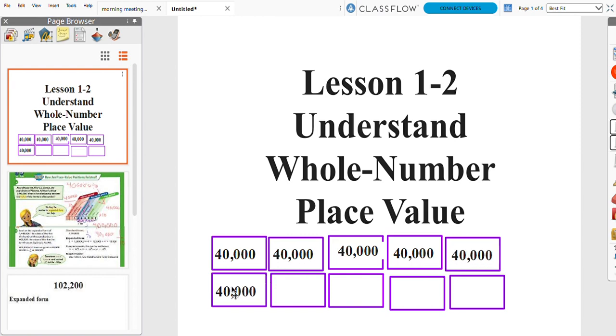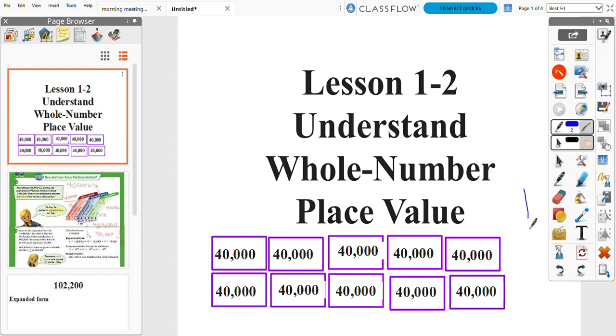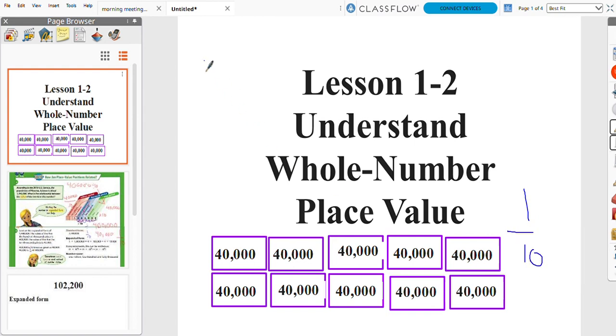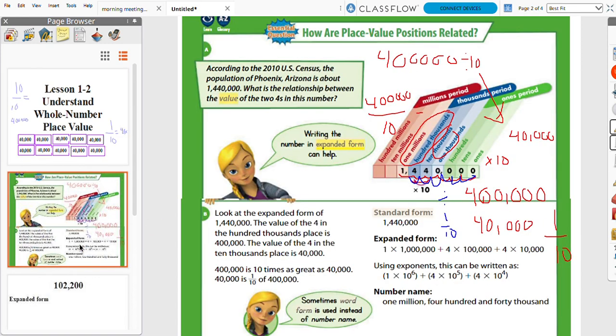So if you have one of them, it would be 1 out of 10 or 1/10, because 10 out of 10 is 400,000. 1/10 is 40,000. And you could check my math on that if you want. So going back to this, you're going to start to see that now that you understand that place value relationship, it'll explain this expanded form a little bit better for you.